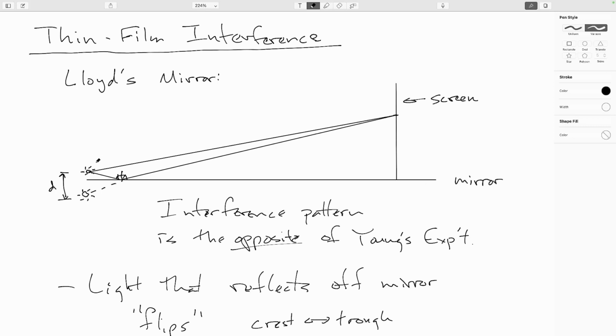So the light was in a lower index area here. So here the index of refraction is roughly 1. And here, we'll just say if it's glass or something like that, 1.33-ish. Something like that. The point is it bounced off of a higher index. And since it bounced off a higher index, if we had a crest over here, now we have a trough, and vice versa.